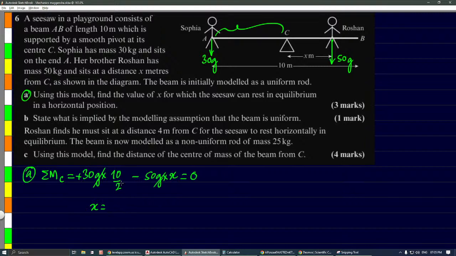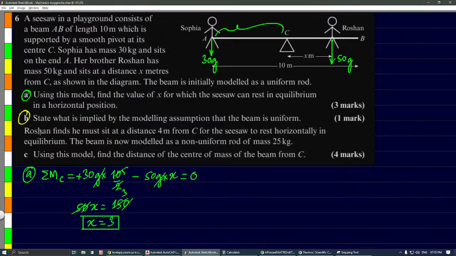So the x value will be, this value becomes 5 times 30 is 150, so 150, G is cancelled anyway, so 150 will remain here, and this side we will get just 50x. 50x equals 150. So x is 3 meters. X is 3 meters. Yes. So A bit is over.